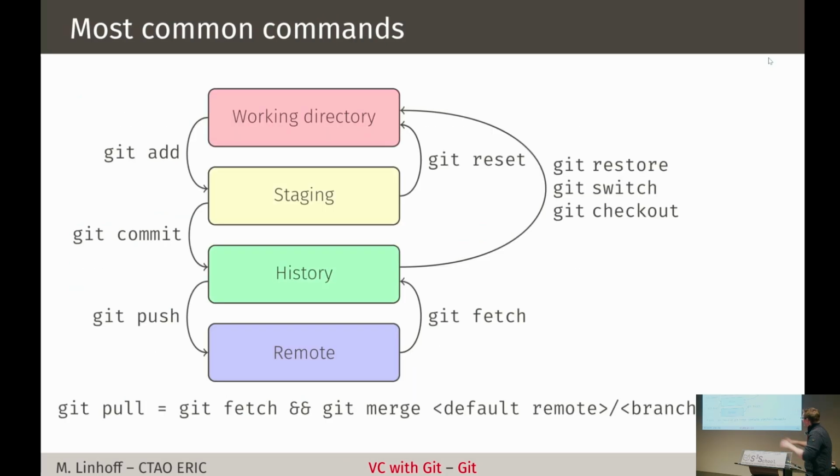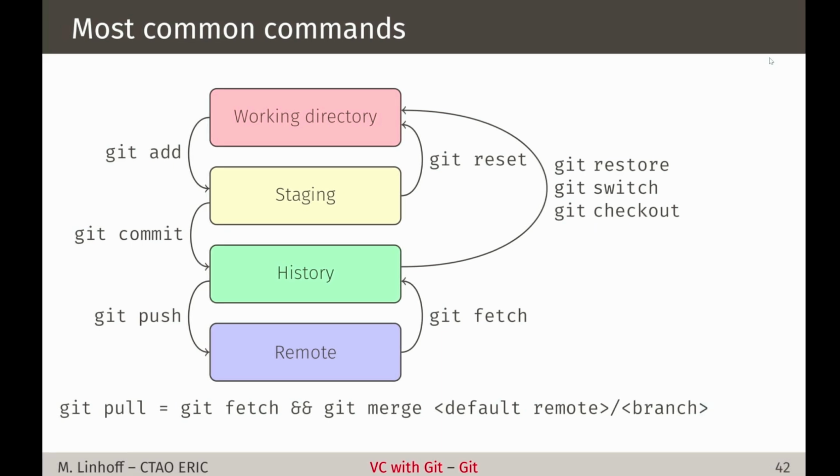Okay, so this is just a small overview slide for you to check later, right? The Git state machine, so to say: working directory, staging, history, and the remote, and how you update, and the most used command to update is git pull, which is a shortcut in this state machine, which gives you something from the remote directly into the working directory.